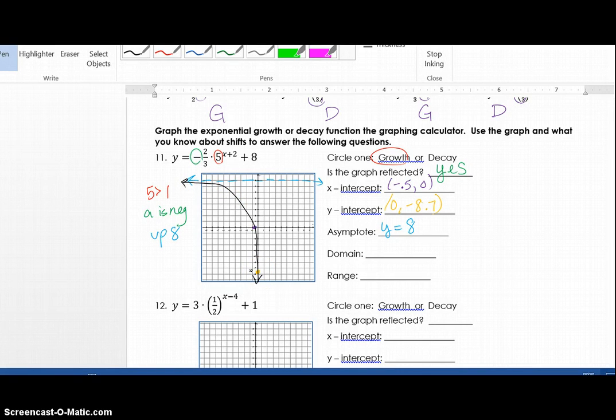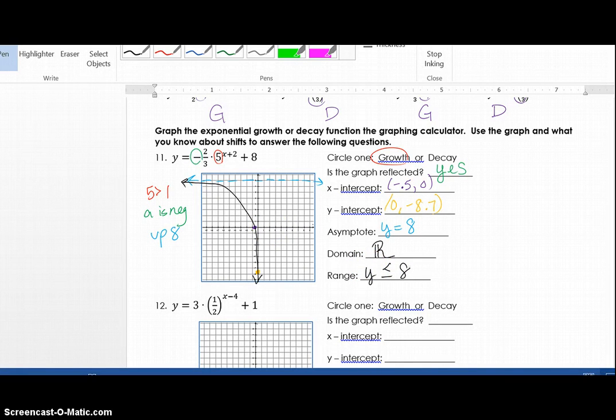Now my domain, because this is going obviously forever left, and this is going forever right, although very slowly, so the domain is all reals. The range, because we know this asymptote, means that the graph's never going to cross that. It's going to stay below 8 all the time. So the range is y is less than or equal to 8.